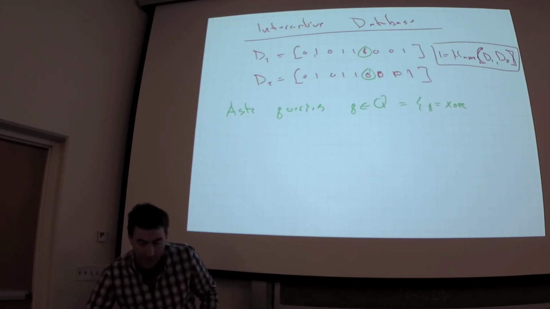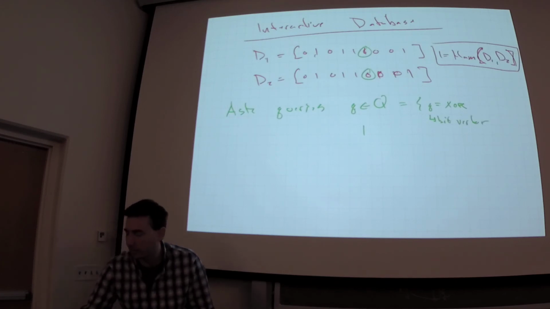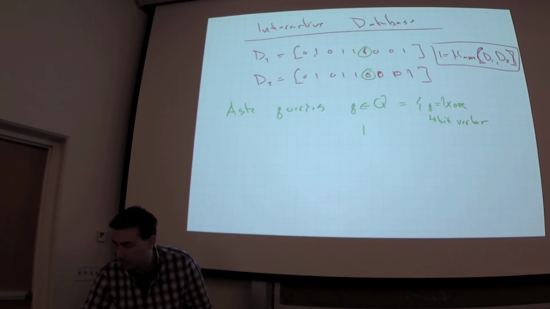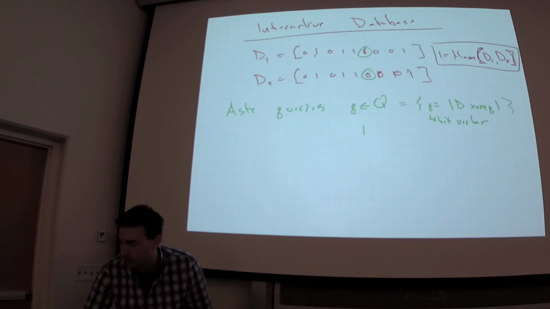Right, so I'm going to add up. So basically, Q is going to be a bit vector, and I'm going to XOR with the bit vector. So this implies that I have a data set, I'm going to do an XOR with Q, and I'm going to return the count.